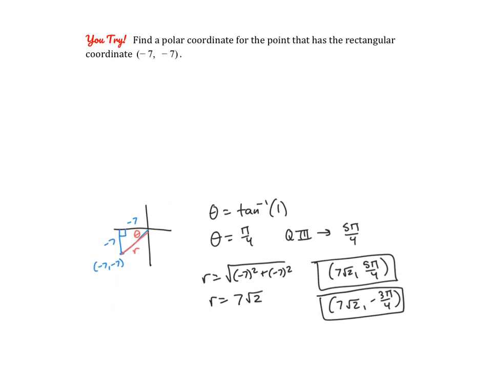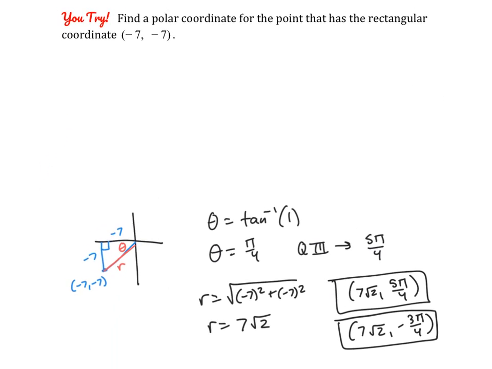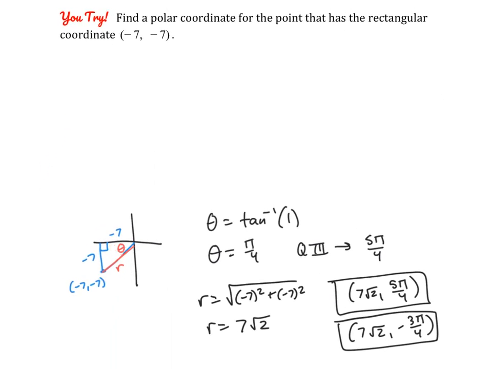Okay, let's check our answers. So here I drew out the little picture. Here we can find our r value again by doing the Pythagorean theorem, and it ends up being 7 root 2. Now when I set up my equation, this angle that we found is pi over 4. However, if you notice, this coordinate is actually in quadrant 3.